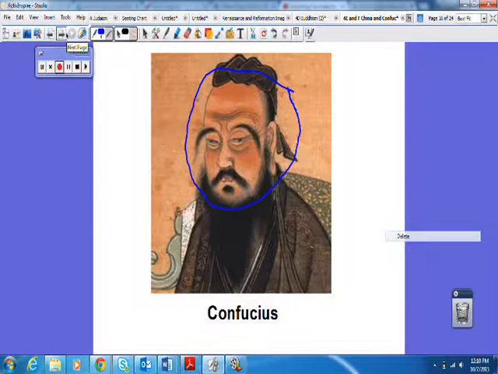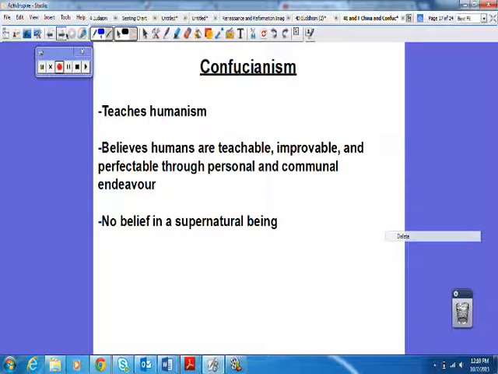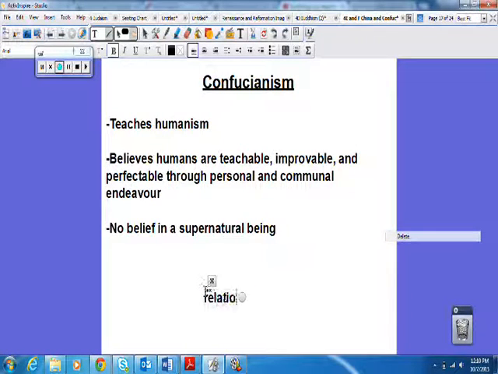Obviously, his name's Confucius. Confucius believed in humanism. This means that humans are teachable, improvable, and perfectible through personal and communal endeavor. There's no belief in a supernatural being with Confucianism. So Confucianism is all about relationships. Each individual person has a relationship.